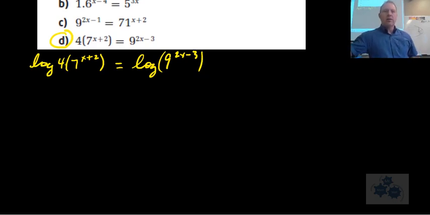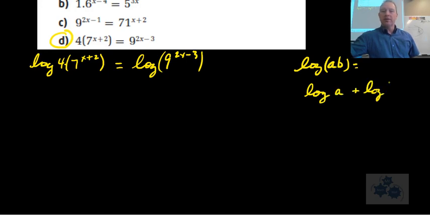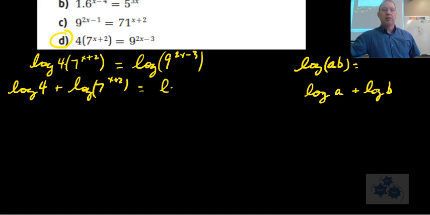So what's the law of logarithms that deals with products? Do you remember how I treat a product of a log? So log of a times b can be rewritten as what? Log of a plus log of b. Remember that? Okay, so this one is now log of 4 plus log of 7 to the power of x plus 2. See that? And then this is log of 9 to the power of 2x minus 3.